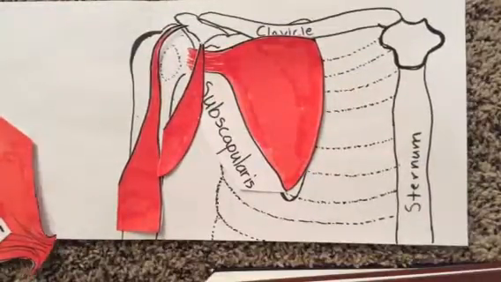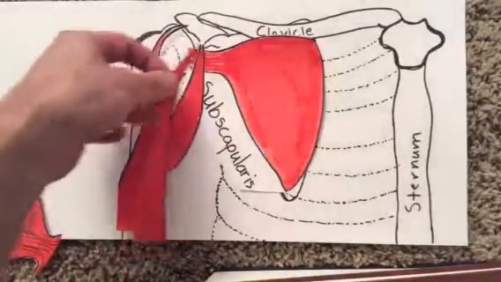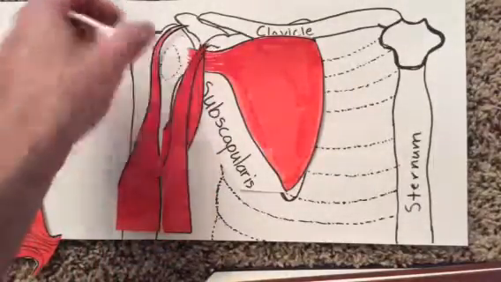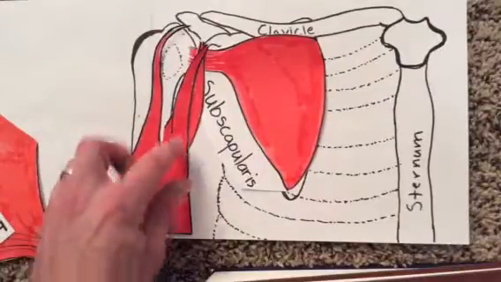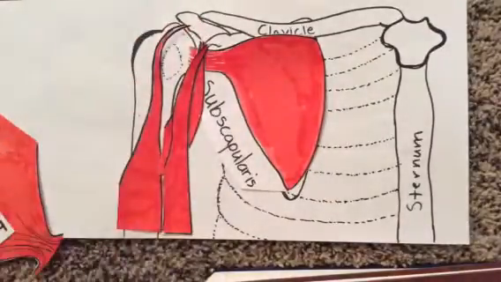The short head is actually going to come off the coracoid process, just the way the coracobrachialis did, and both the biceps muscles are going to attach on the radial tuberosity.